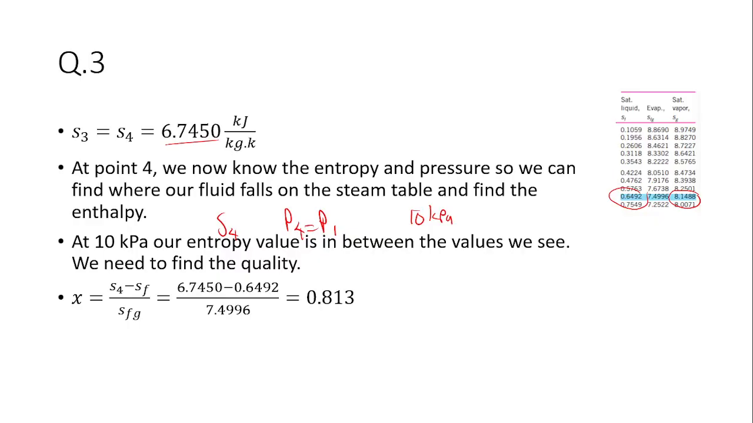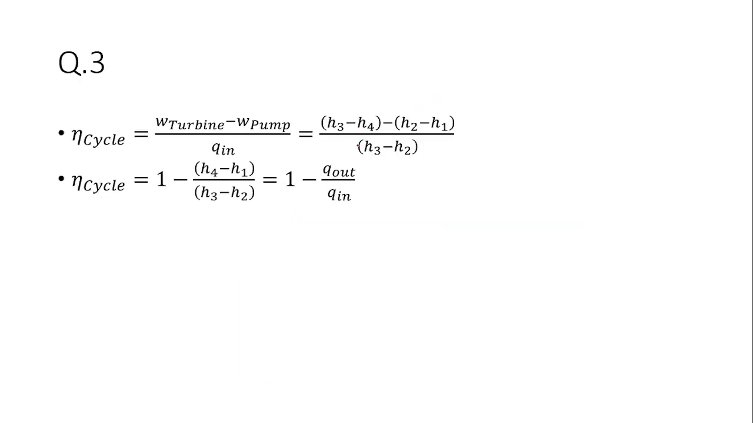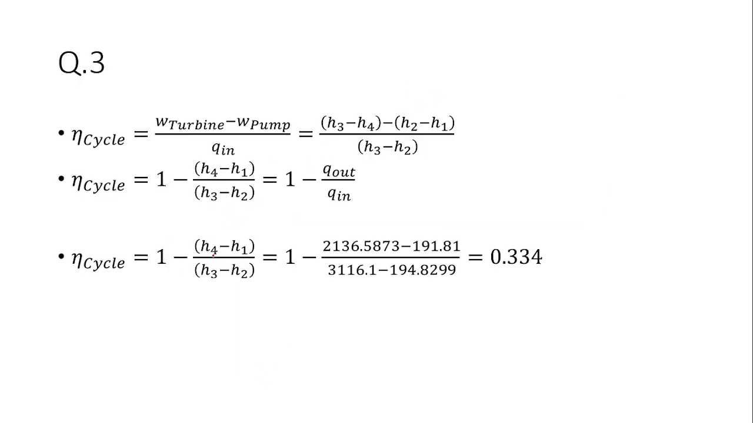So I find my quality. So please keep these steps in mind, right? Isentropic, you find S2 is equal to S4, you find your quality, use your quality to find your enthalpy. So now I know my H4. Then I can just put all these values in, right, in my expression.